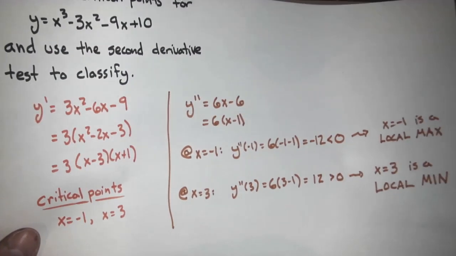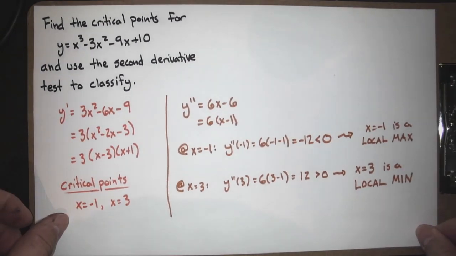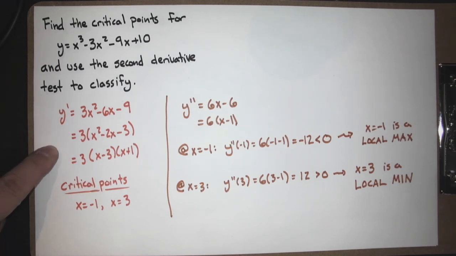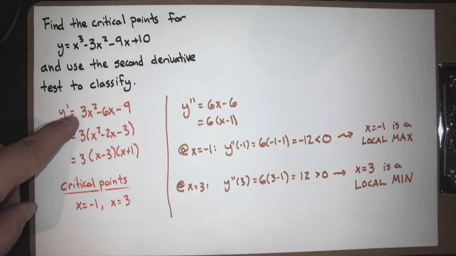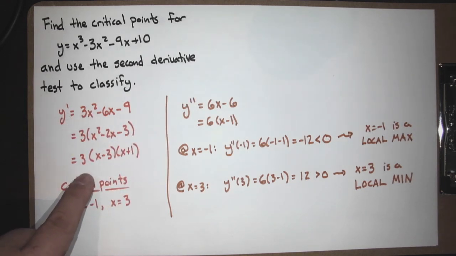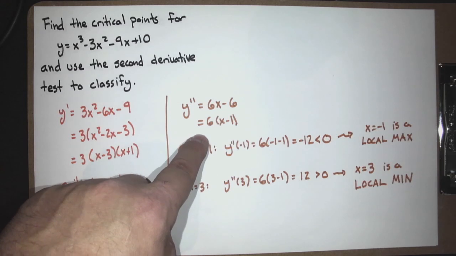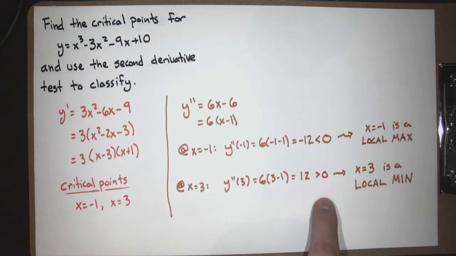Max. Good. And what kind of critical point is 3? Min. Okay, so to find the critical points are first derivative. Set the first derivative to 0. Solve. Second derivative is pretty straightforward. Don't use the factored form. Use the nice unfactored form. And you plug in, and you get negative and positive, and good.